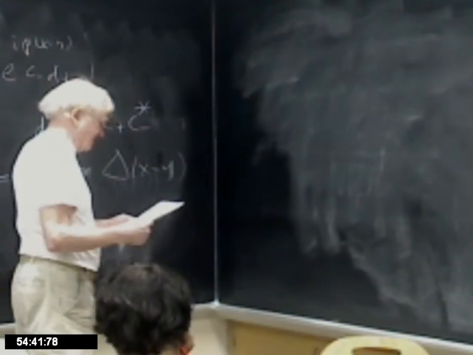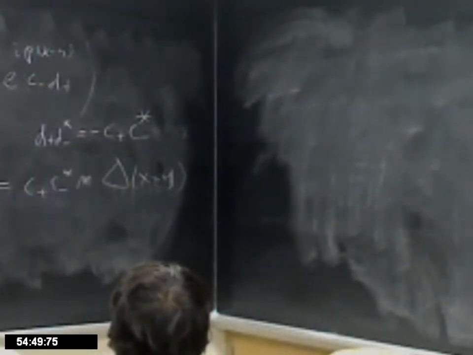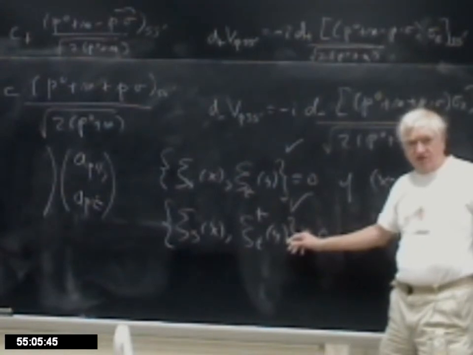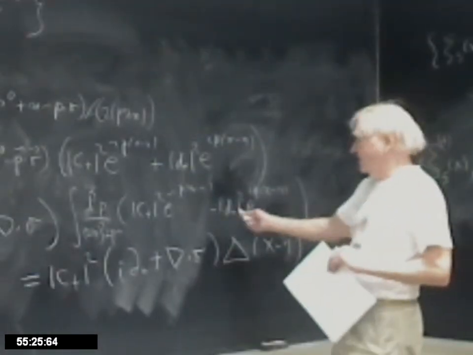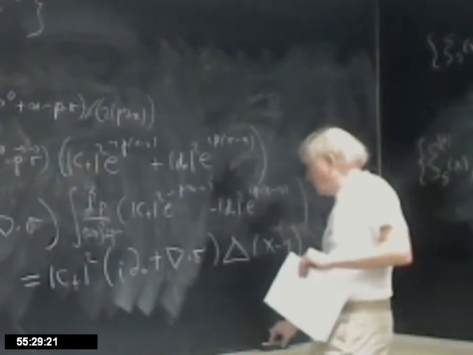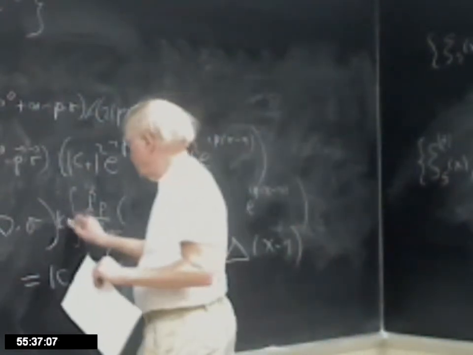Okay, so I think we're basically done. So our conditions, let's see, I left out one condition, namely that what we want is for equal times, we want this thing to be a delta function. Now, where is our expression for that? Well, it's over here. If we go back here, we said C plus was D plus, and so let me get rid of this and rid of this and just put a C plus squared out in the front.